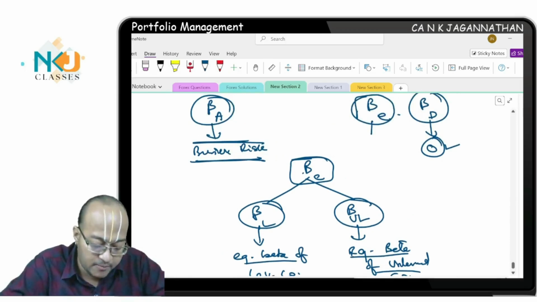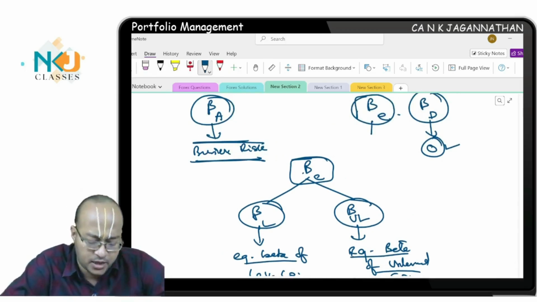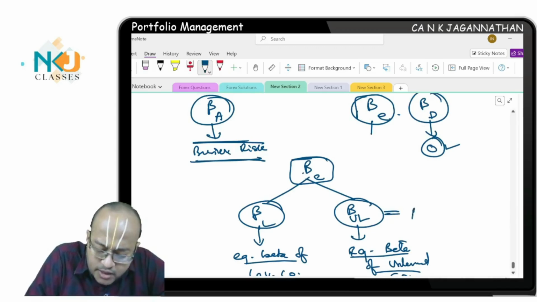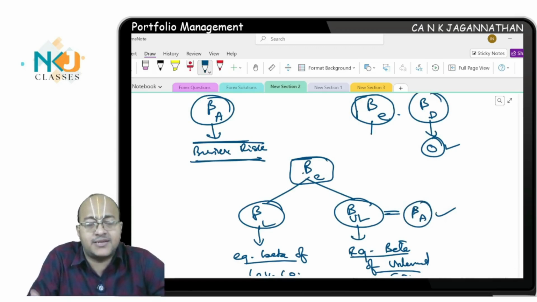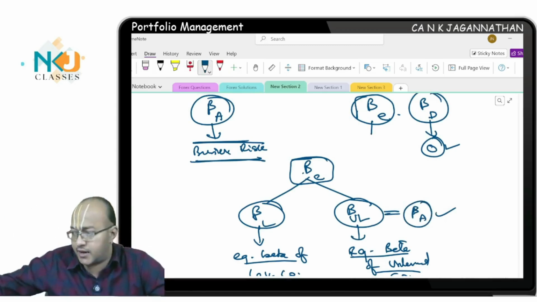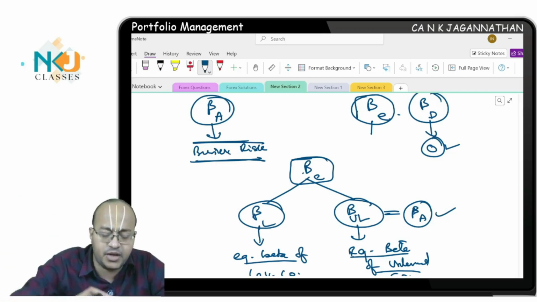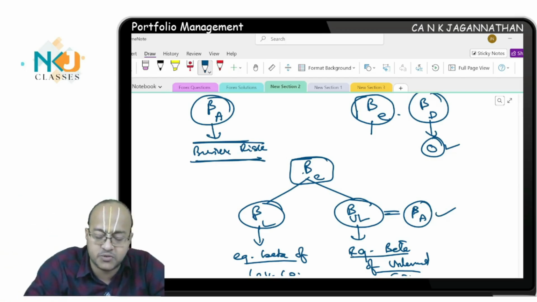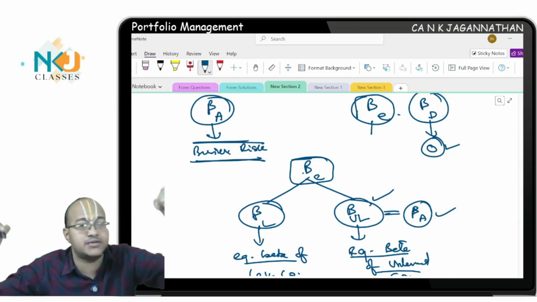Where there is no leverage in the company, where there is no debt in the company, beta unlevered will be equal to asset beta. Why? Because there is no debt in the company itself. The entire asset business risk will be held by the equity holders. Which means the equity beta of an unlevered company will be the same as the asset beta of the company.